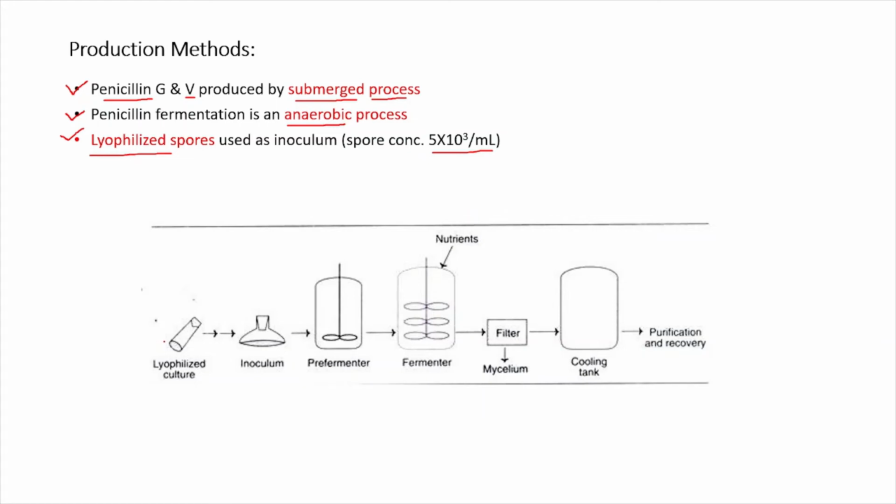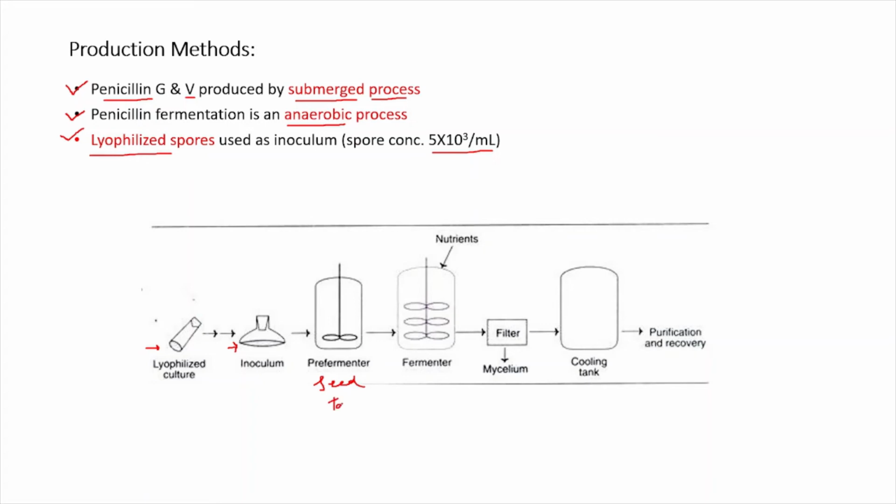So what you will do, you take the lyophilized culture first and you inoculate it within the media. We inoculate the lyophilized spores into the media, and then you add to a pre-fermenter. This is also called a seed tank. The function of the seed tank is designed in such a way to keep well-defined strains of cells viable at a high density for further upstream processing. So this is the pre-fermenter, or sometimes we use a seed tank here.